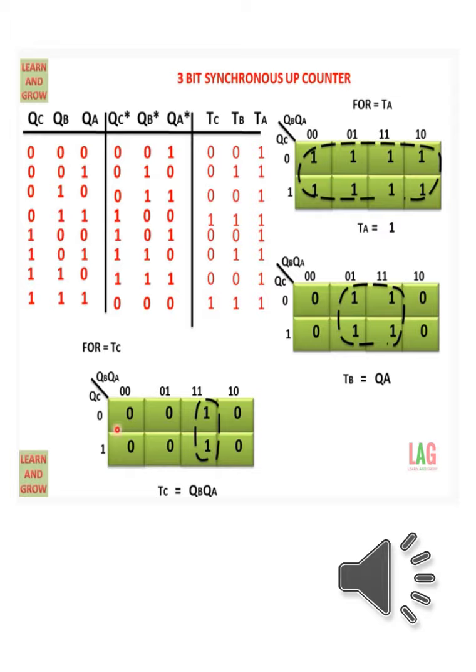So you just look up this QC, QB, QA 0, 0, 0. What is the next state? 0, 0, 1. Then you come to the second row: 0, 0, 1. What is the next state? 0, 1, 0. Third row: 0, 1, 0. What is the next state? 0, 1, 1. Then the fourth row: 0, 1, 1. What is the next state? 1, 0, 0. Then the fifth row: 1, 0, 0. What is the next state? 1, 0, 1.